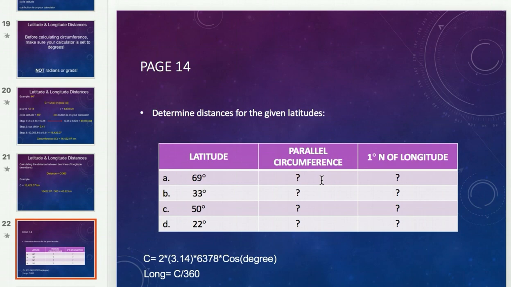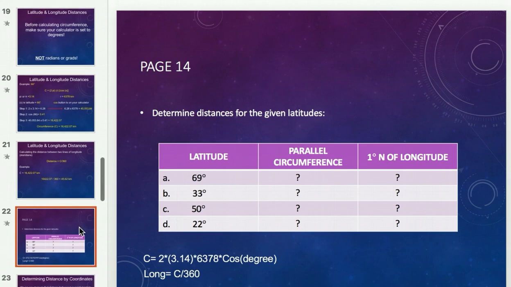Once you have your circumference, to find your longitude, and they've given it to you here, you take your parallel circumference, 14,419.38, and divide it by 360, which is 40.05. You don't even have to put kilometers there, but make sure you have it on your parallel circumference.